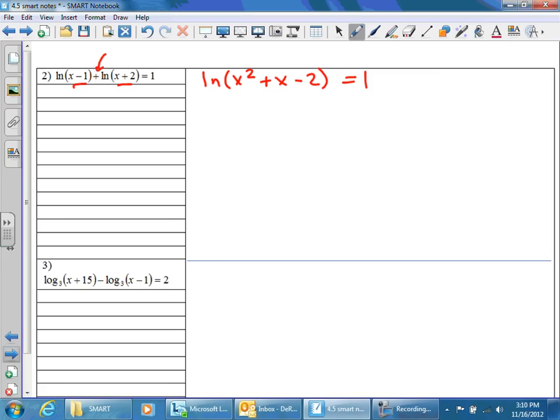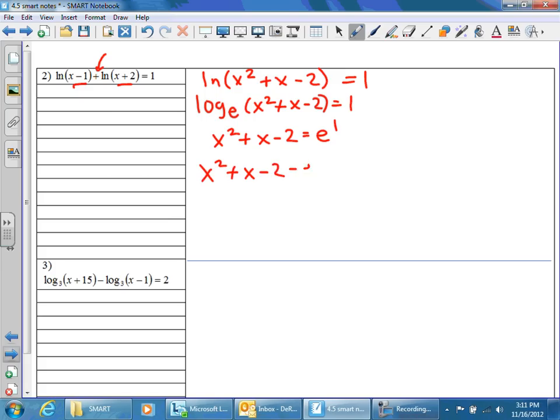Well, ln I know is log base e. So now I can rewrite into the exponential form and set it equal to 0. Oh my goodness, what do I do here? Well, let's see if I tried to group, would that work? Are these the same? They are not, so grouping is not going to work here. We get to use the quadratic formula.